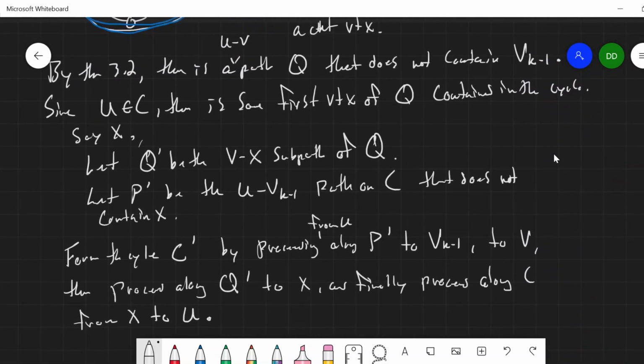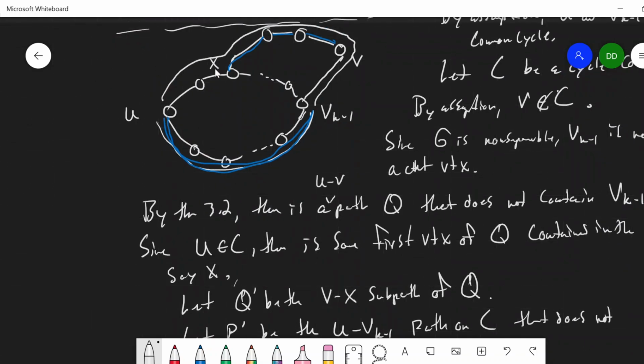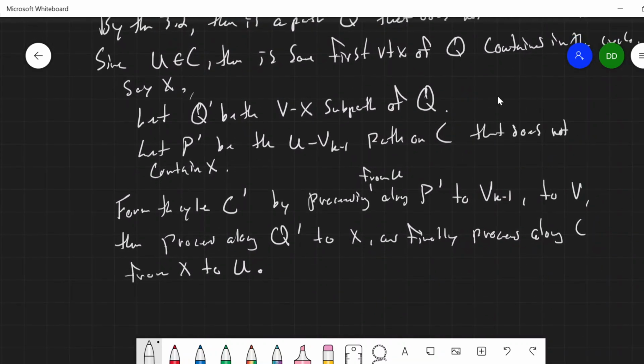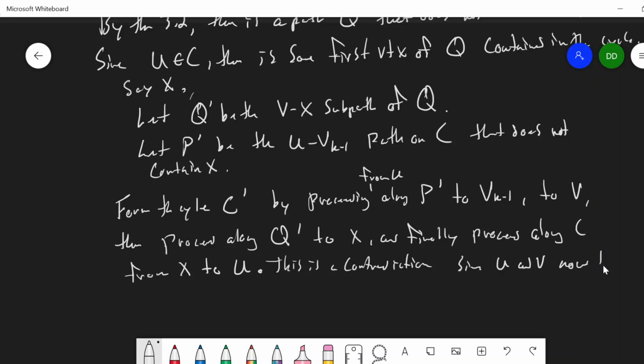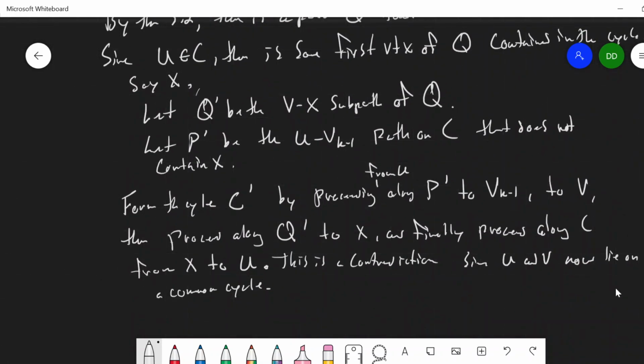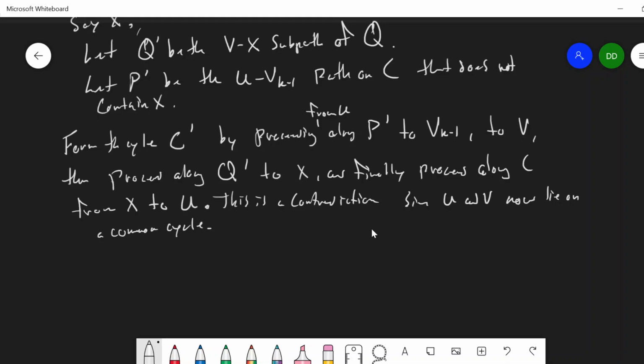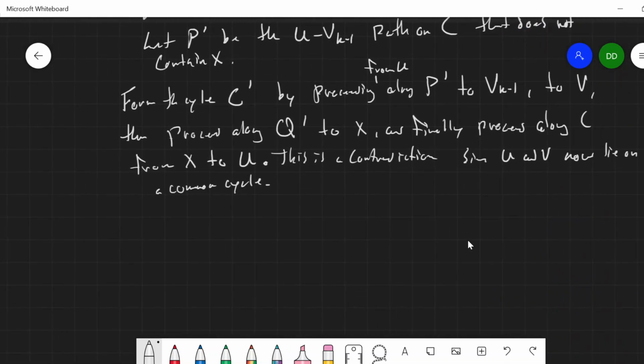This cycle C prime is by just telling you exactly how to get from one vertex back to itself along this way. And so this is a contradiction, since U and V now lie on a common cycle. So no matter what case we were in, U and V lay on a common cycle, and U and V were arbitrary, and so that finishes the forward direction of the proof.